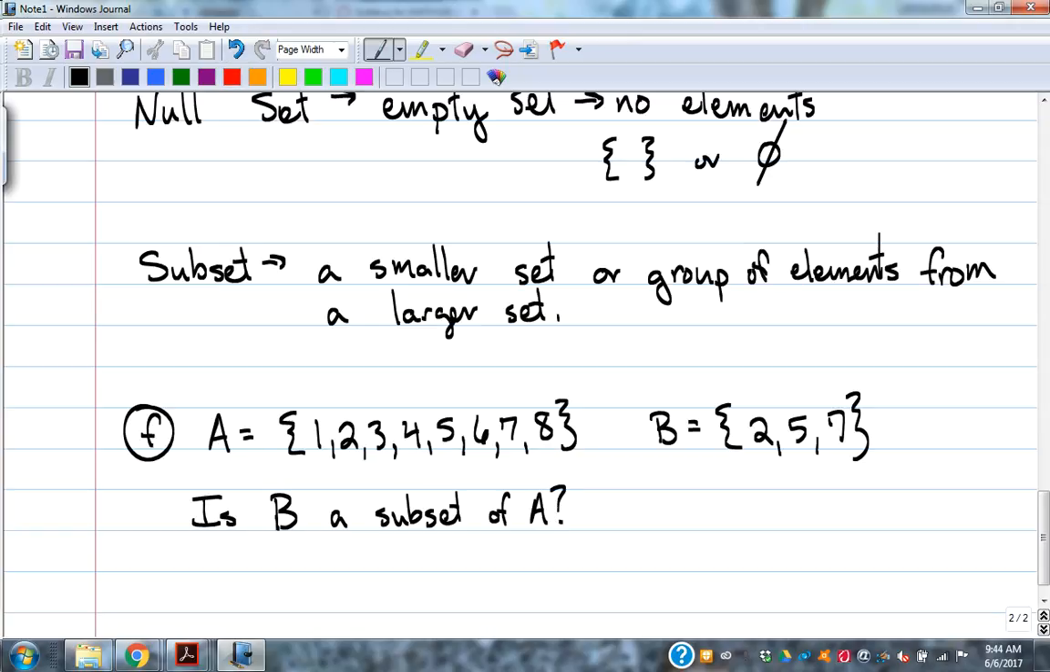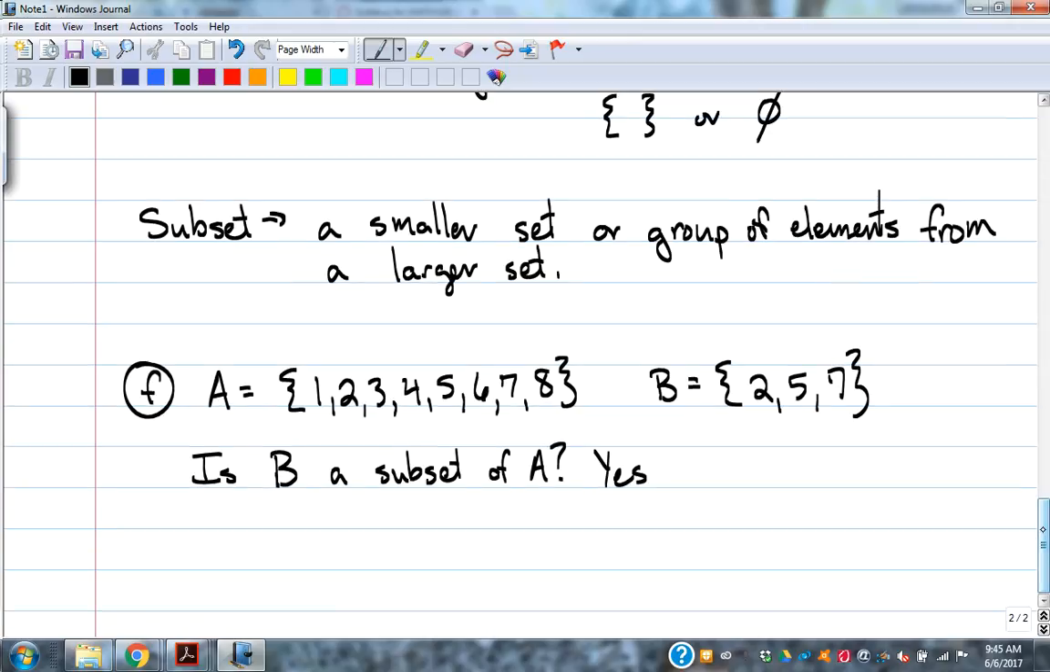To be a subset, you have to contain elements that are in the larger set. The elements in B are 2, 5, and 7. Are 2, 5, and 7 in A? All three of them are. If there was one piece in B that was not in A, then it couldn't be a subset. But since all three pieces that are in B are in A, the answer is yes.